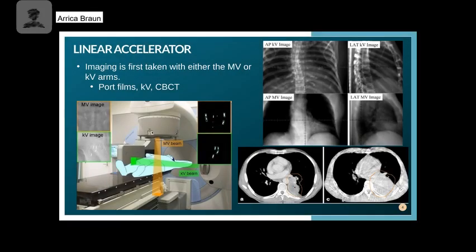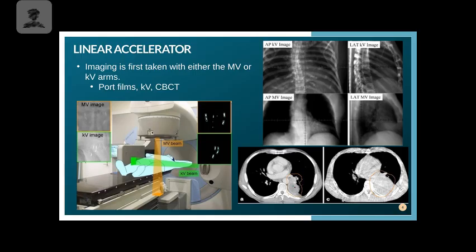Our linear accelerator imaging is located on this slide. So we can either take MV, which is megavolt imaging, or we can take KV, which is kilovolt imaging. If we're doing MV, we typically call them port films, because it's kind of like a bird's eye portal view. And if we do just regular KV, that's just a generic x-ray. But if we do CBCT, that's using the KV arms, but they're rotating around the patient.